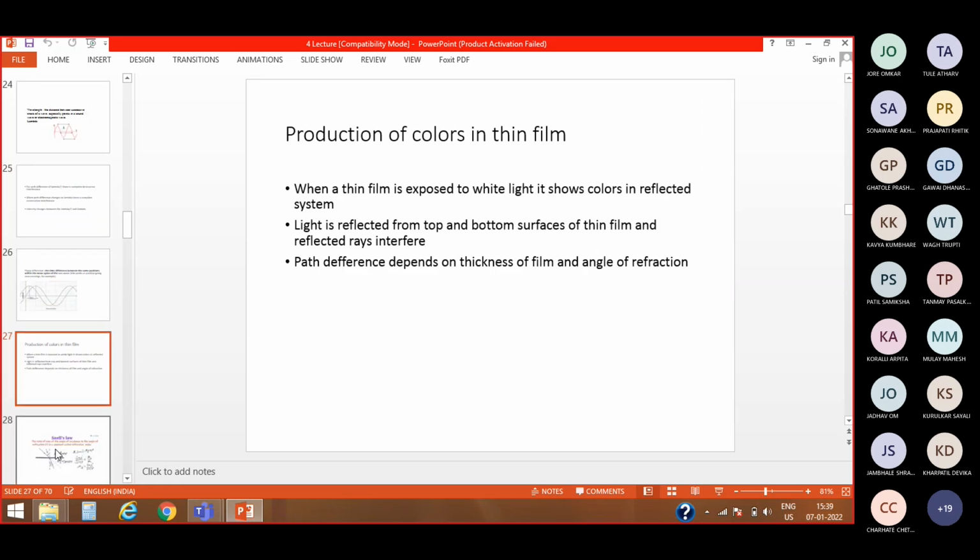Production of colors in thin films. When a thin film is exposed to white light, it shows colors in the reflected system. Light is reflected from the top and bottom surfaces of thin films, and the reflected rays interfere with each other.